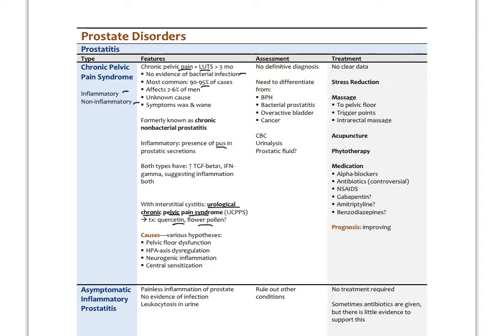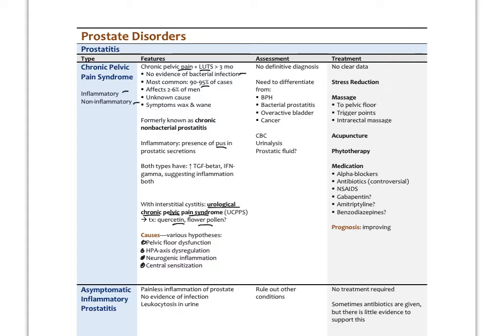Various hypotheses as to what causes this: pelvic floor dysfunction, HPA axis dysregulation, neurogenic inflammation, central sensitization. One of the most important therapies I've seen that's helpful for this is actually nervines. That's probably because of an overactivated sympathetic nervous system that tends to hypersensitize pain perception in the central nervous system. So nervine herbs could be one option. That would be things like passion flower, skullcap, scutellaria, lavender, motherwort, albizia, and ziziphus, etc.